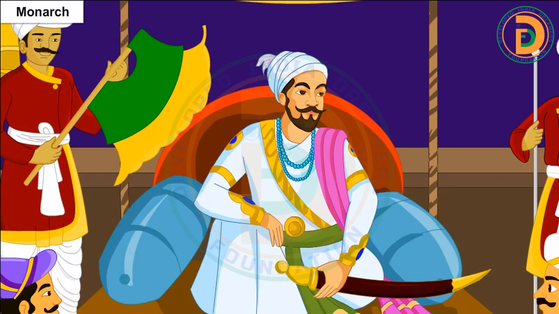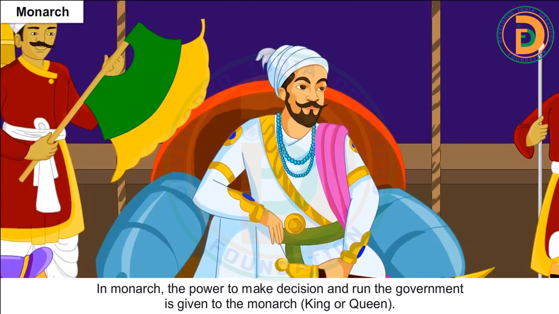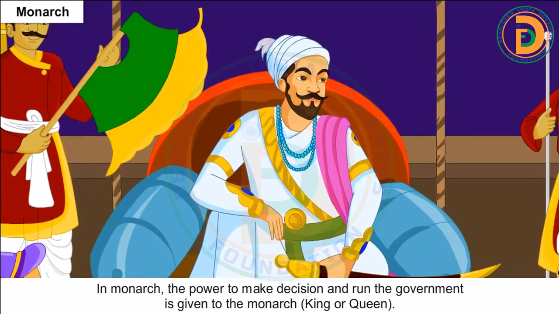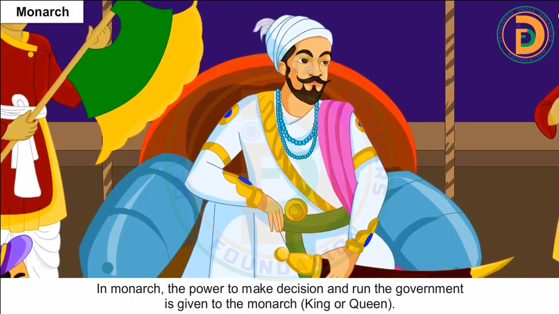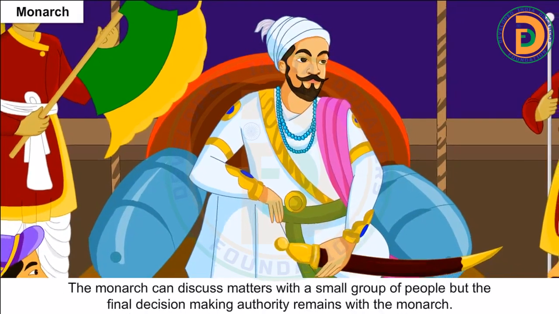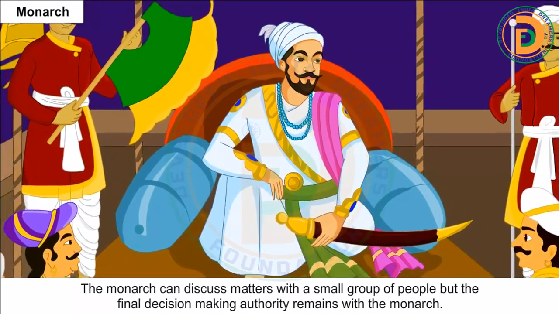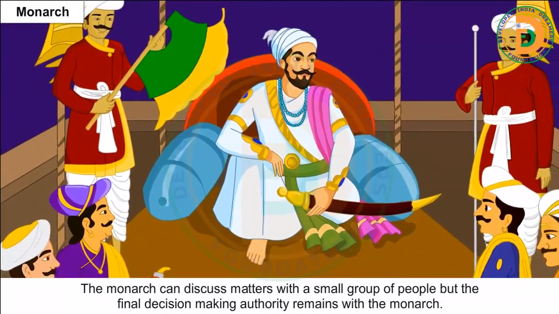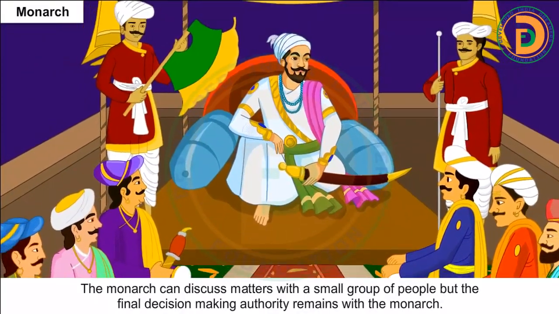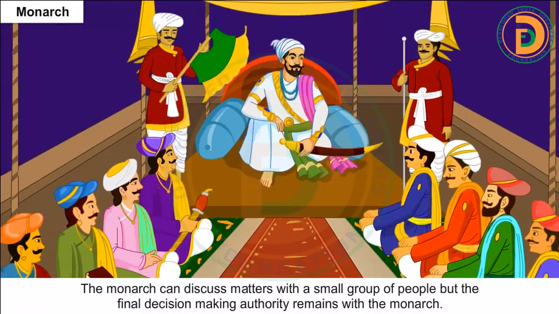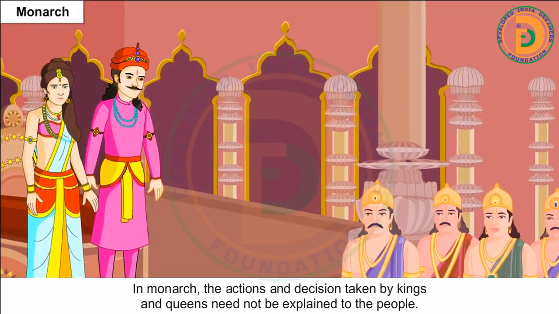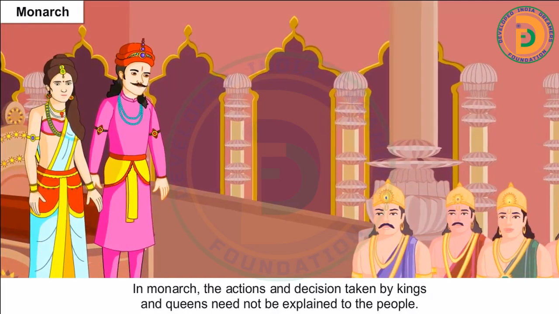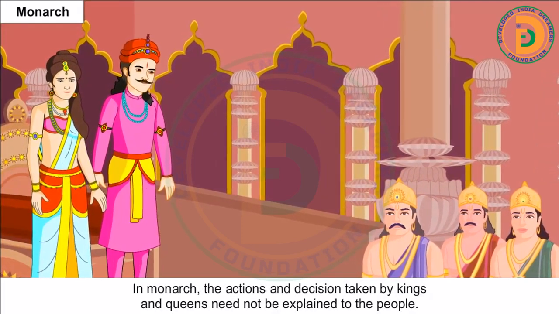Monarchy. In a monarchy, the power to make decisions and run the government is given to the monarch, king or queen. The monarch can discuss matters with a small group of people, but the final decision-making authority remains with the monarch. In a monarchy, the actions and decisions taken by kings and queens need not be explained to the people.